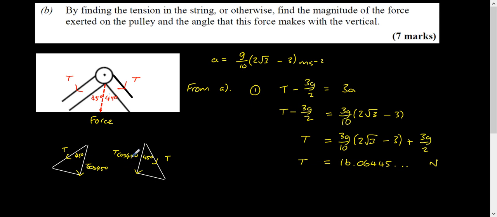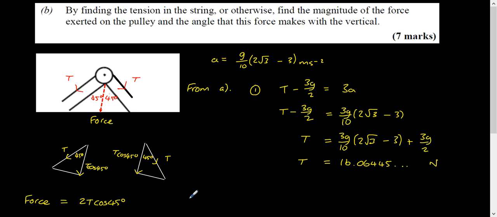So what we've actually got is a magnitude of T cos 45 produced by the tension in the particle Y. We have an equal T cos 45 produced by the tension in X. And so the resultant force that we're actually working at is given by two lots of T cos 45, one from X and one from Y. Now this is always the case if we're asked to find the force exerted on the pulley.